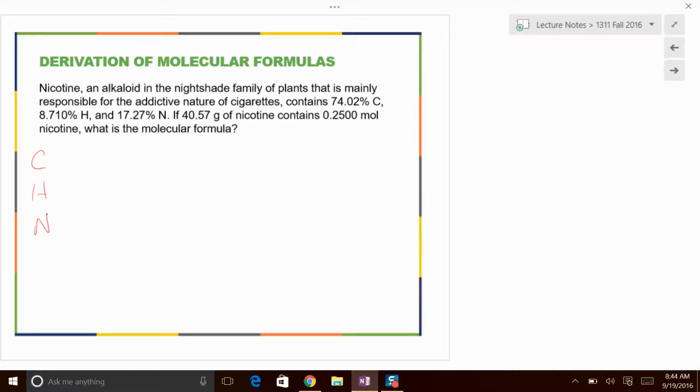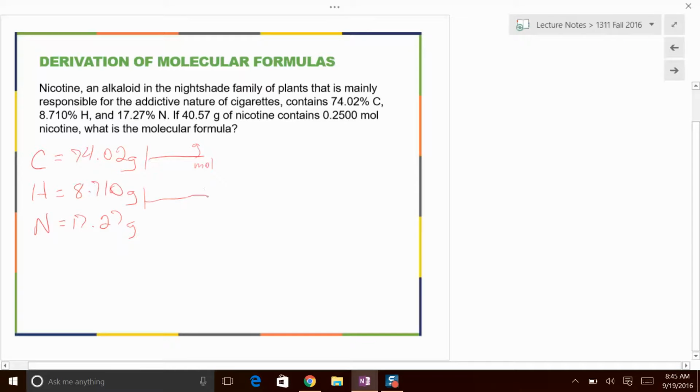And we're going to say that, therefore, it's 74.02 grams. It's 8.710 grams. And it's 17.27 grams in every 100 gram sample. Okay? So you don't have to do anything different. If they give you the percentages or the masses, it's the same. You're going to do the same process. So we're going to go from grams to moles, from grams to moles, and from grams to moles.